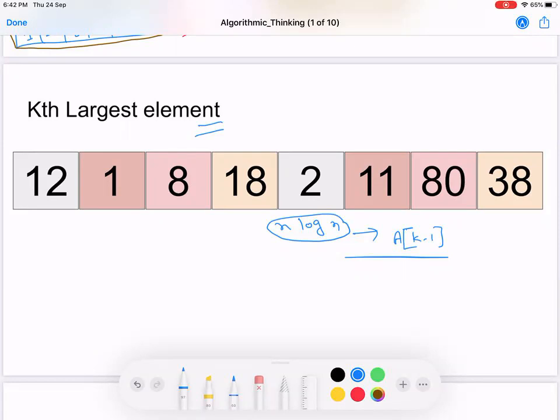So how many comparisons have you done? You are running bubble sort k times. First time you are going to make n minus 1 comparisons, second time n minus 2, and so on and so forth. In the last time, n minus k. Right? So if you look at it, it's going to be of the order of nk.